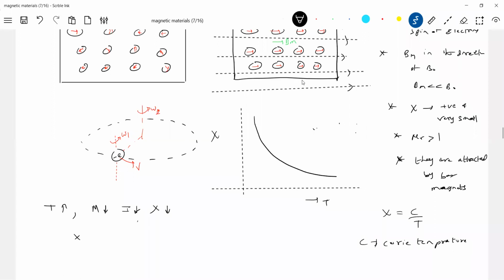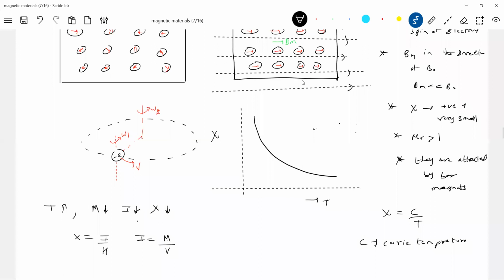Any reason for that? Susceptibility equals I into H. And what is the intensity of magnetization? Total dipole moment per unit volume. V is not voltage, it is volume, the total volume of a substance. I think all are interrelated. And what is this M? M depends on what? Number of atoms into dipole moment of each atom.